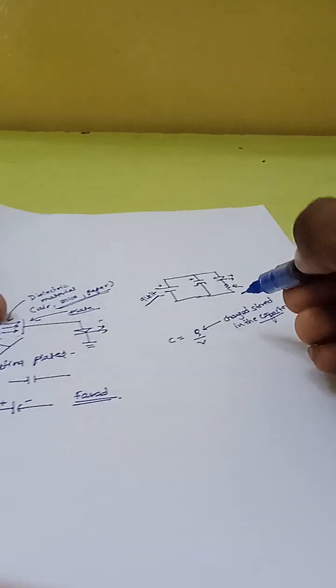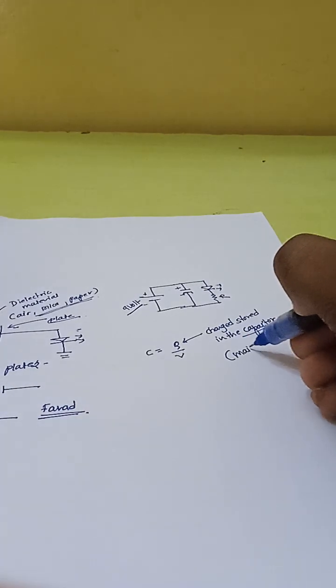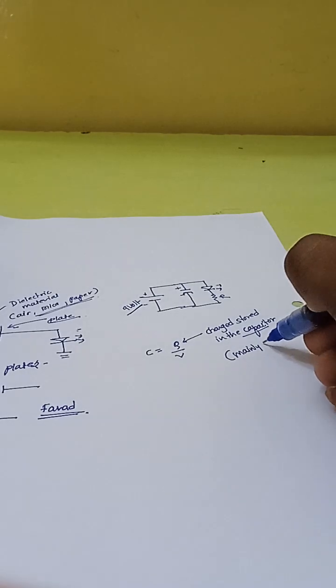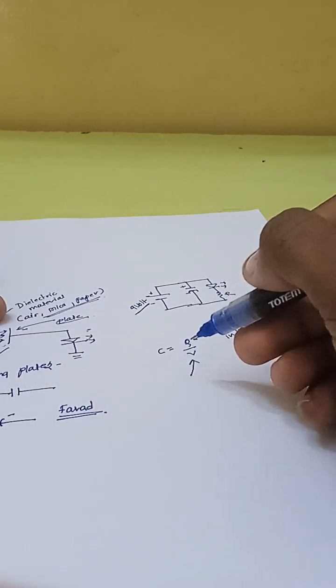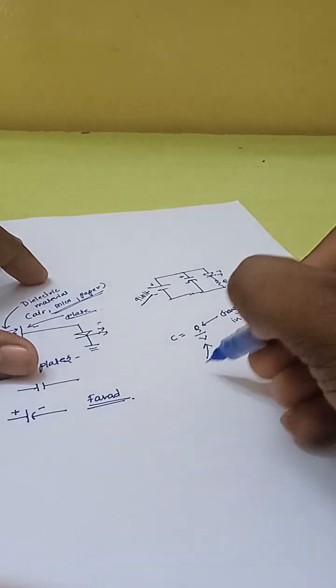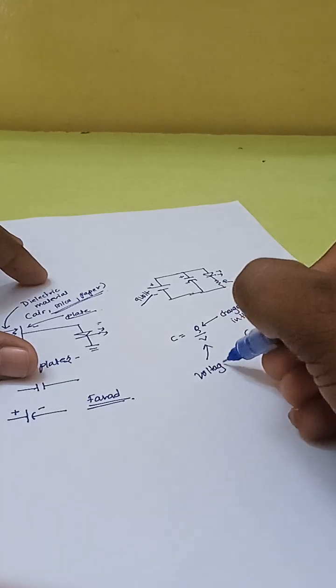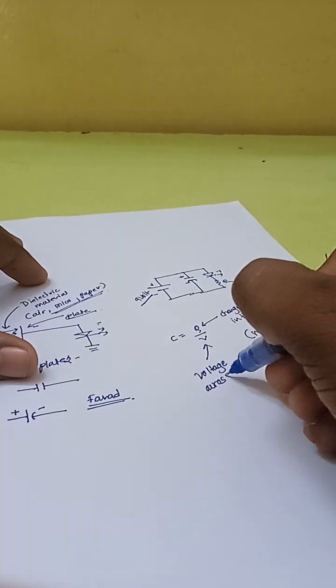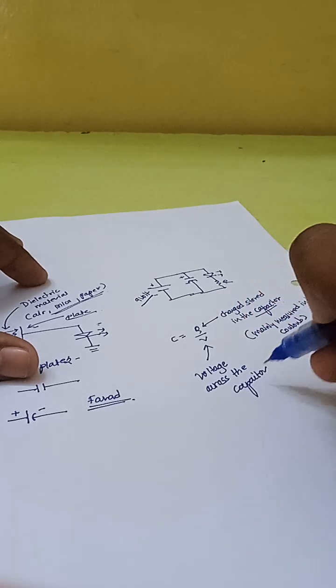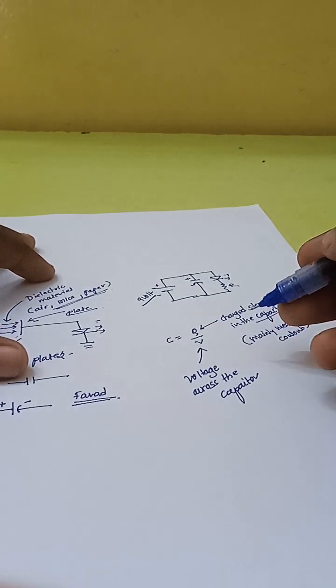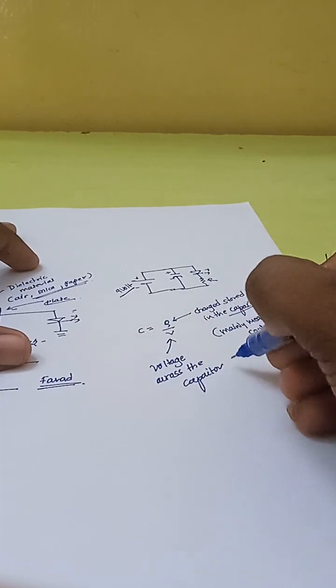Q is measured in coulombs. And V is the voltage across the capacitor, which is measured in volts.